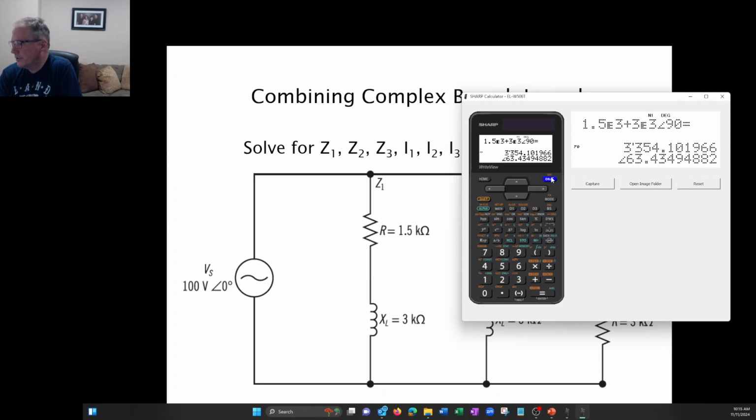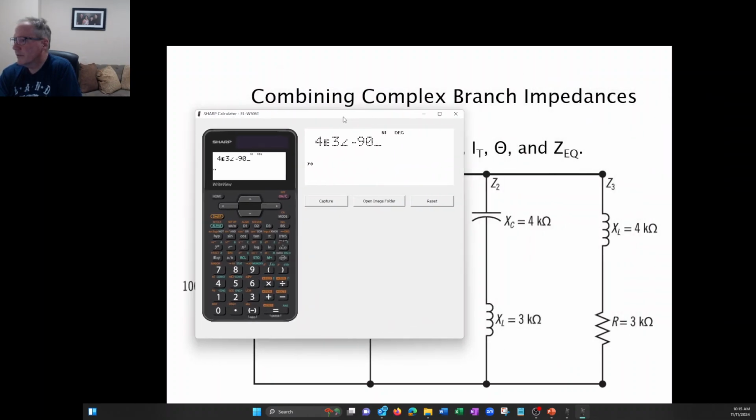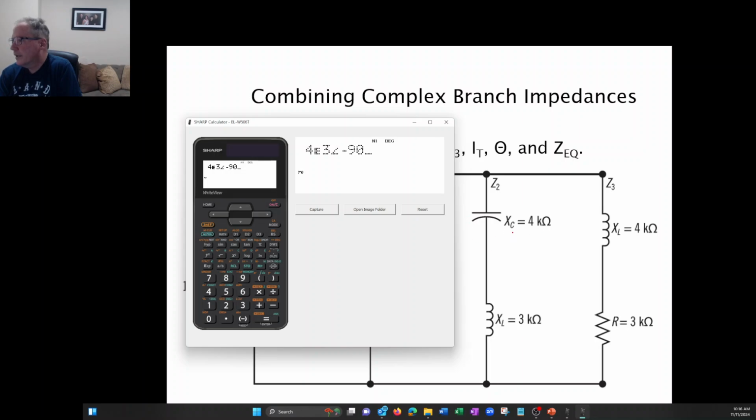And then Z2 is going to be 4K. Now there's no resistance in this one. So it's going to be 4K at an angle of negative 90, because that first one there is a capacitor, right? So let me show this section here. So it's 4K of a capacitive reactance and 3K of an inductive reactance. So I'm going to add those. And the inductor is, of course, positive 90. And that gives me 1K at negative 90.